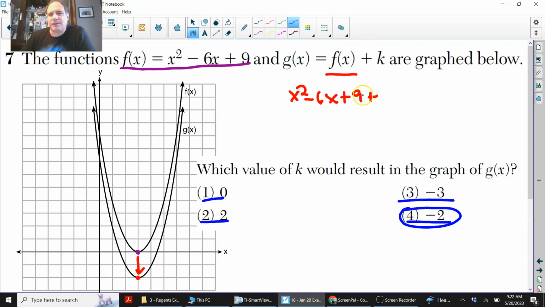Outside of parentheses, it isn't inside parentheses. Moving it up 2 would be plus 2. Moving it down 3 would be minus 3. This moves down 2, so 4 is your answer. But I'm going to come back and put these into the calculator as y1 and then y2, and then I'll show you exactly what happens.